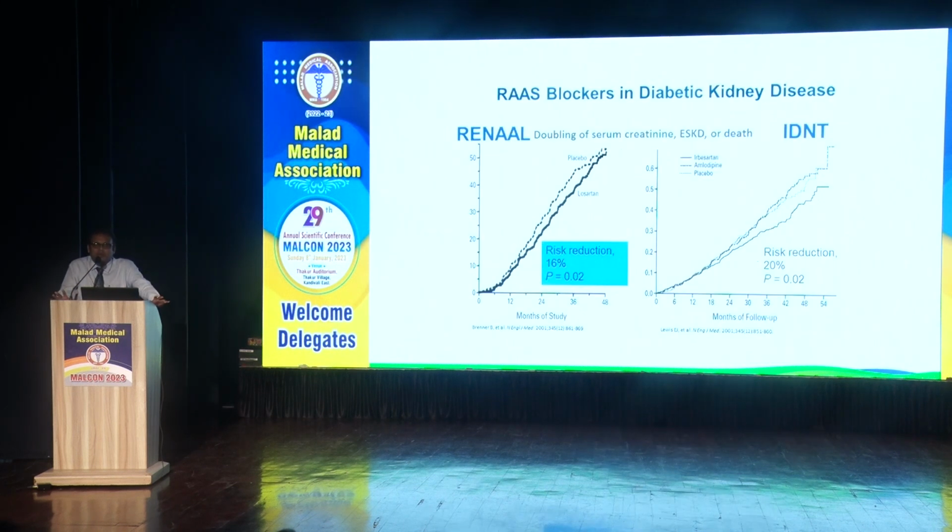These were the two papers in 2001 in the New England Journal of Medicine which changed the way we look at diabetic kidney disease. Those were the ACE inhibitor and ARB, two pragmatic trials, RENAAL and IDNT. And this is the way we started with the angiotensin receptor blocker. So the emphasis is there: all diabetic patients should be on a renin angiotensin aldosterone blocker.